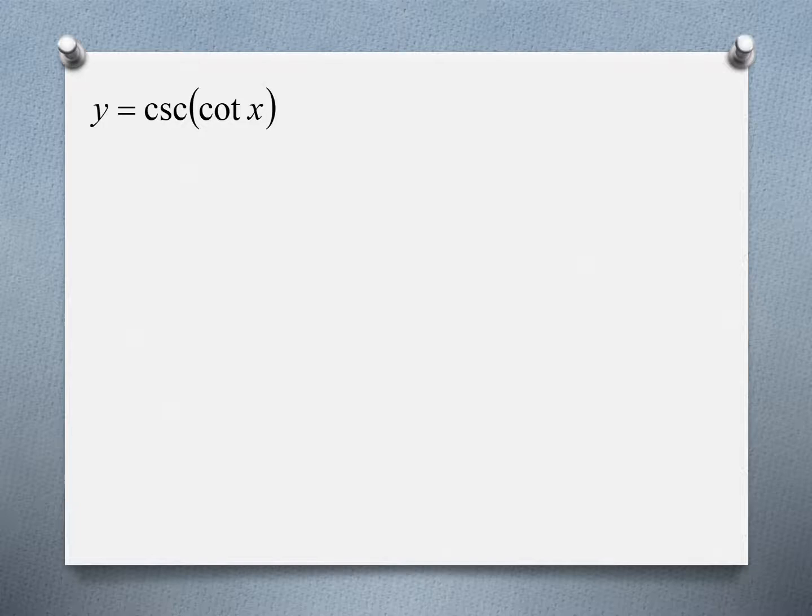In this example, we have y is equal to the cosecant of a quantity, cotangent of x. So then we recognize this because we don't have the cosecant of x. We have the cosecant of the cotangent of x. So we're going to need the chain rule here as well. So I'm thinking, multiplying two things here.